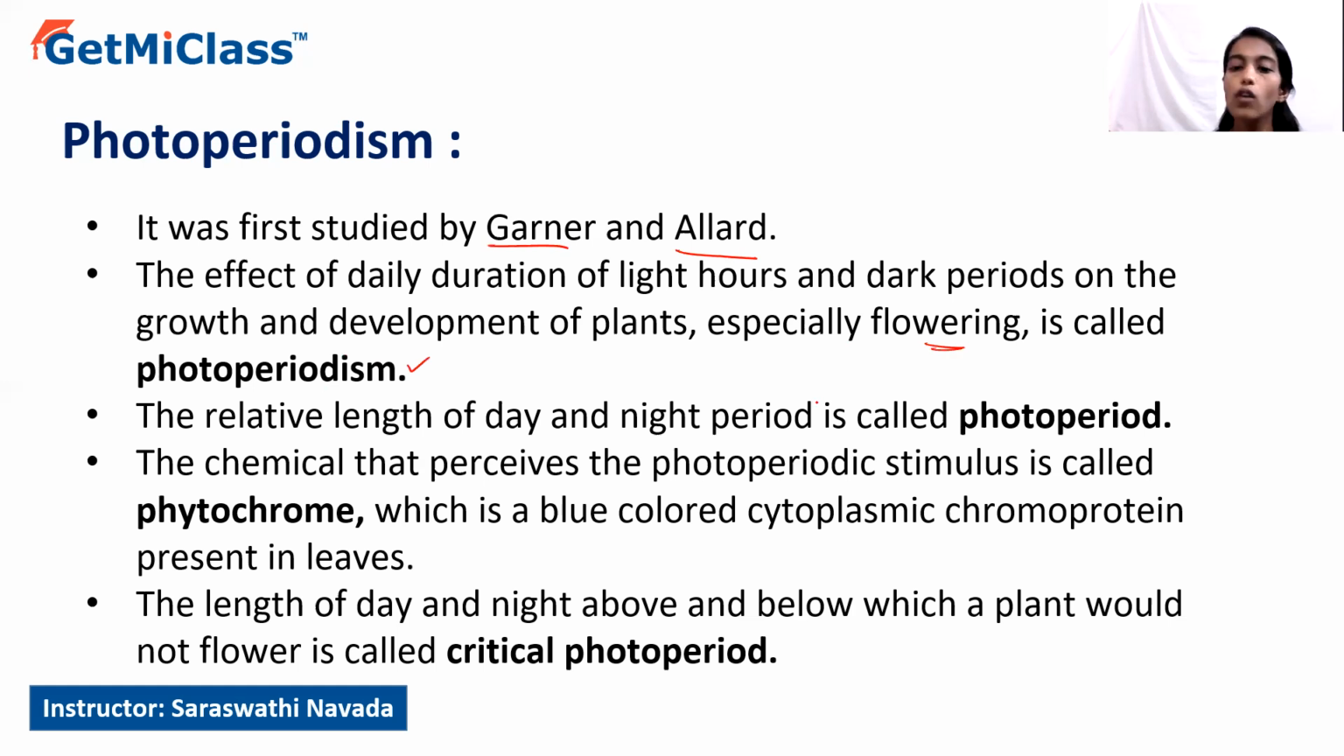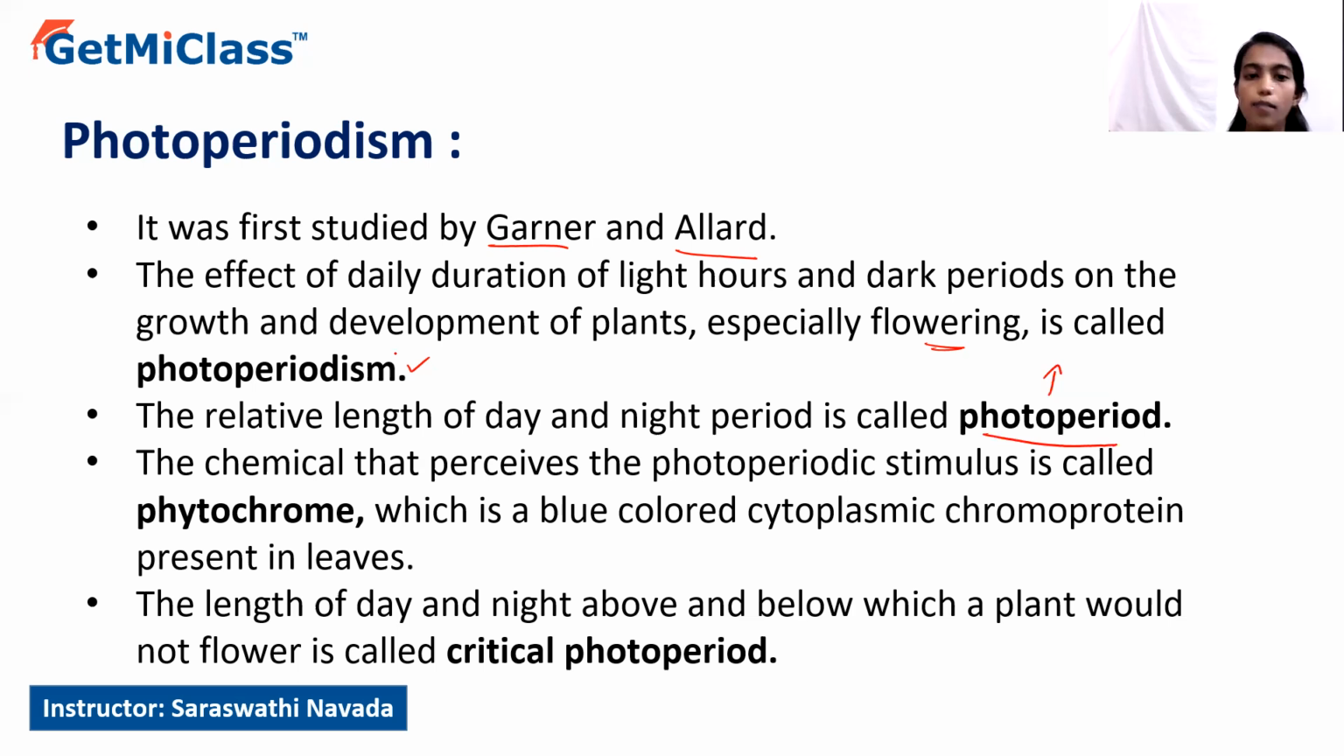Not only does it affect the flowering, it also affects other growth and developmental patterns in plants such as stem elongation. So in total, we can say that the effect of daily duration of light hours and the dark periods on the growth and development of plants, especially flowering, can be defined as photoperiodism. And here, the relative length of the day and the night period can be considered as the photoperiod. In response to photoperiod, flowering will be induced in plants, and this phenomenon is photoperiodism. So that is a simple definition.